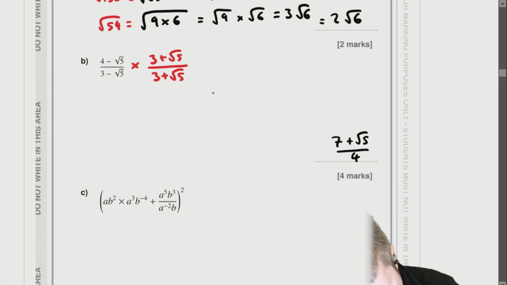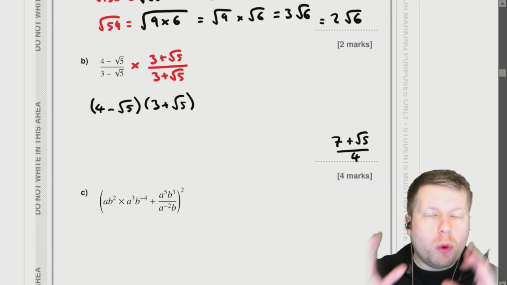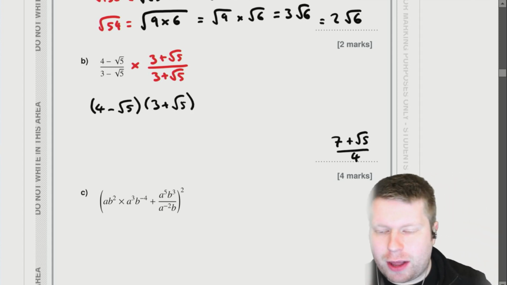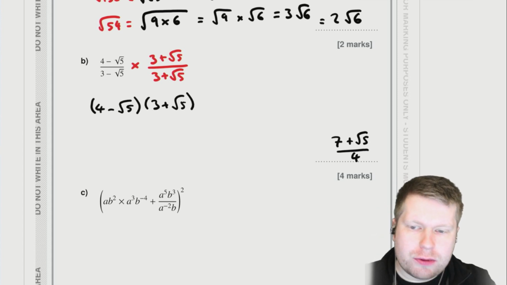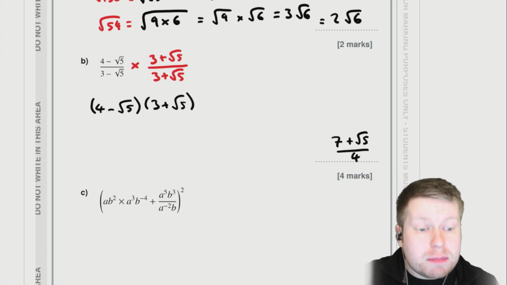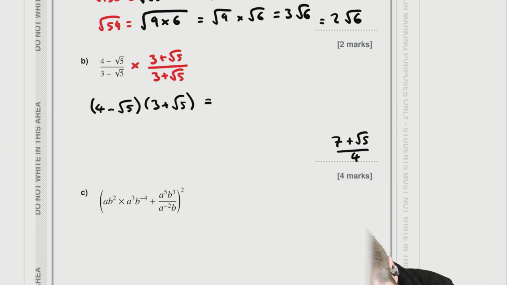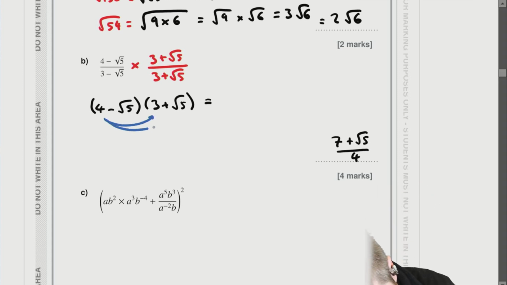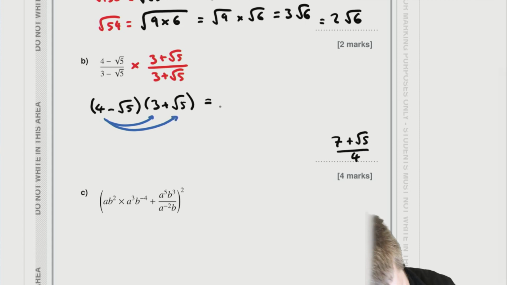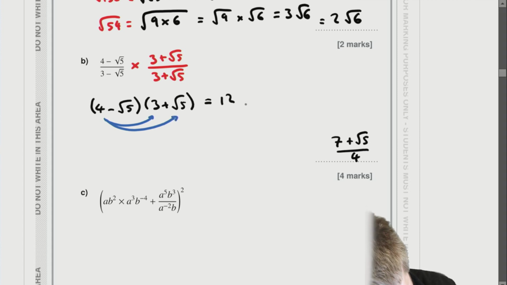So as a result, I need to just expand both of these things out. So let's consider them separately. So I've got 4 minus root 5 multiplied by 3 plus root 5. Again, a common error here was to ignore the brackets. So basically they did stuff like 4 times by negative root 5 times 3 plus root 5. It just didn't make sense, okay, what you did here. So the way which you should have done it is taken the 4 and multiplied it with everything inside the bracket. So 4 times 3, that's 12. And then 4 times positive root 5, that's 4 root 5.